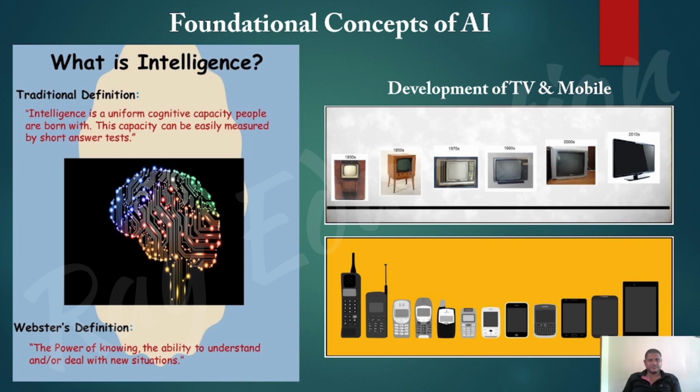According to the traditional definition, intelligence is a uniform cognitive capacity people are born with. Yes, each and every person born in this world has their unique intelligence. Without an intelligence system, no children are born. They are born with their own unique intelligence system. This capacity can be easily measured by short answers.